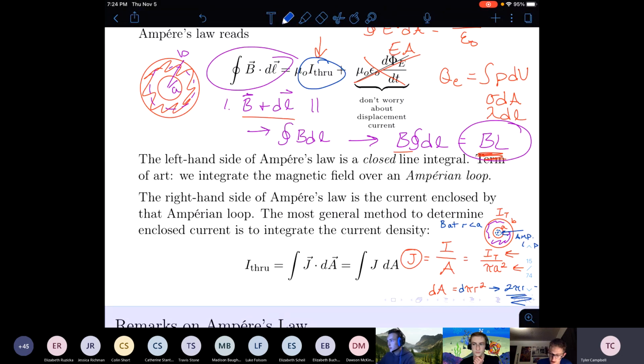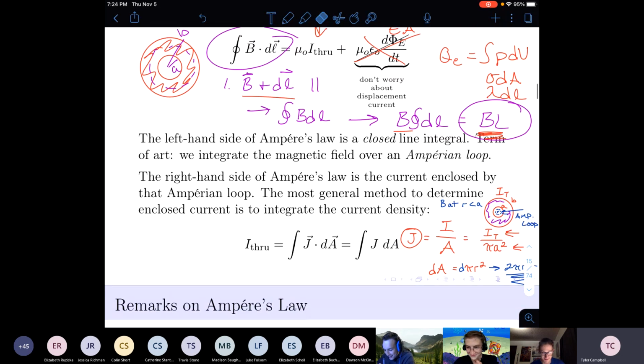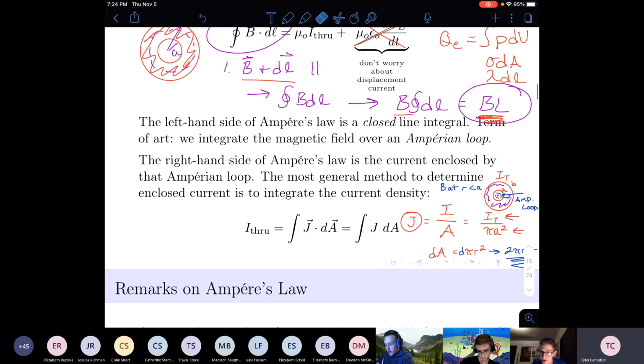Cool. Okay. Awesome. Thank you for responding. I appreciate that. So I'll just sit here in silence for 10 seconds. Thank you. All right. So any other questions about Ampere's law from a mathematical standpoint? Cool. All righty.